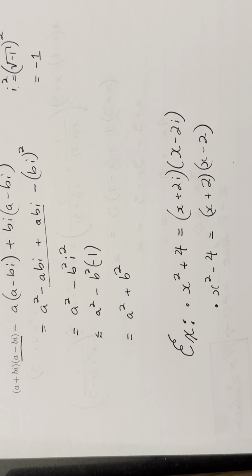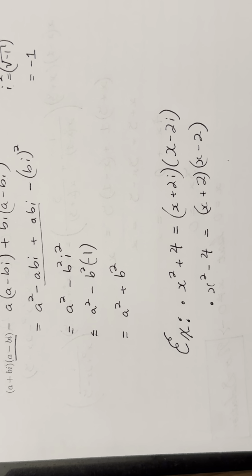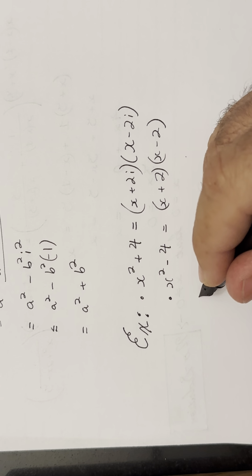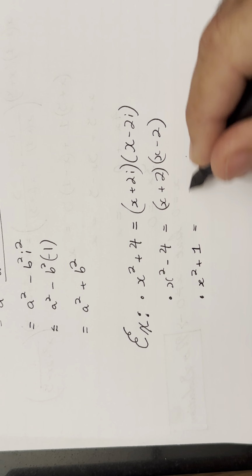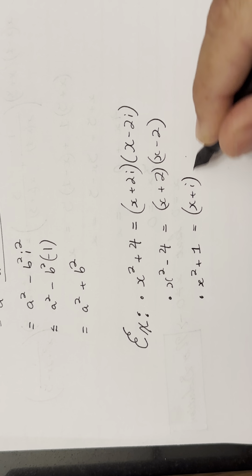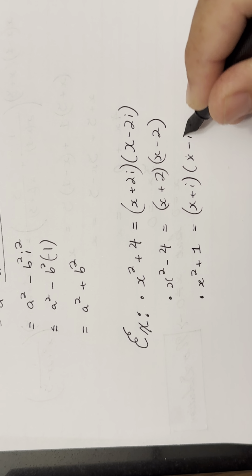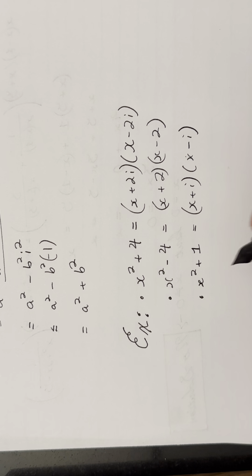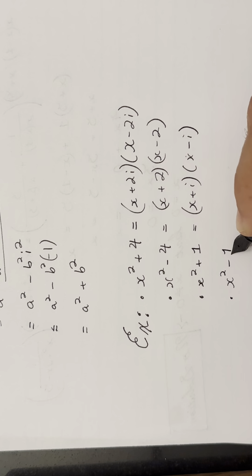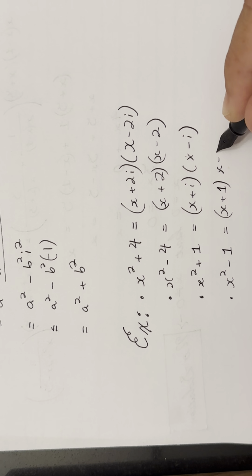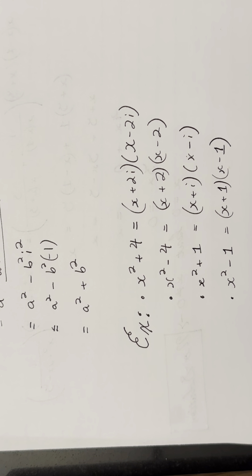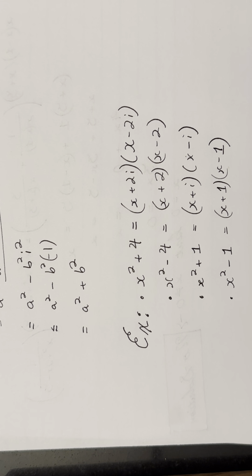Okay. All right, one more quick one. If I have x squared plus 1, well, that's the same as x plus i times x minus i, right? Complex conjugates. And then versus x squared minus 1, well, that just becomes x plus 1 times x minus 1. Okay. And that is it for lesson 3.